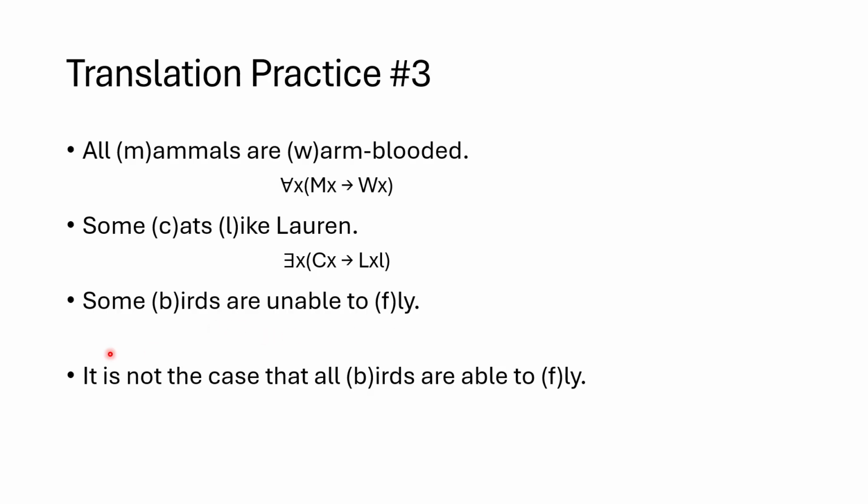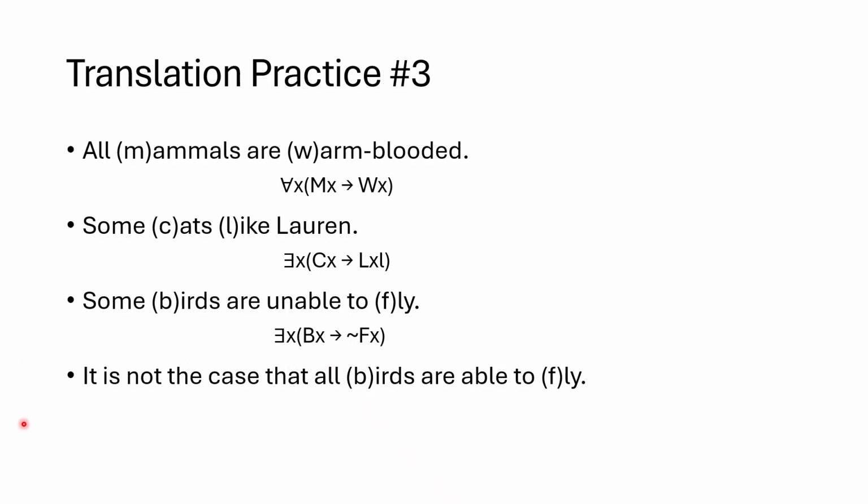So again, we're going to have an existential quantifier for this some statement. So there exists something that if it's a bird, the antecedent, then it cannot fly, or it is unable to fly. So fly is our consequent predicate, or the predicate that's in the consequent. And then we're trying to say that it's the same individual that if it's a bird, then it can't fly. So some things are such that if it's a bird, then it cannot fly.